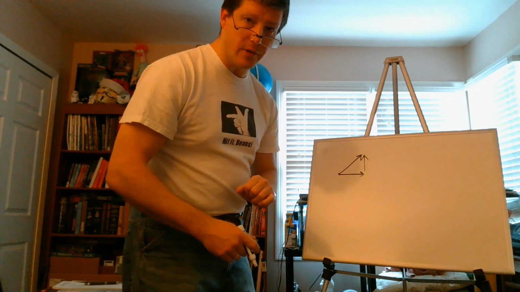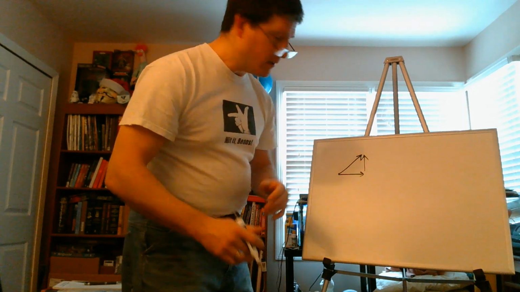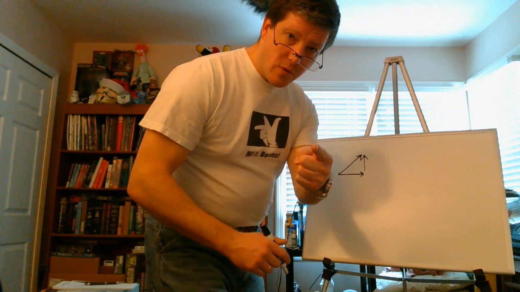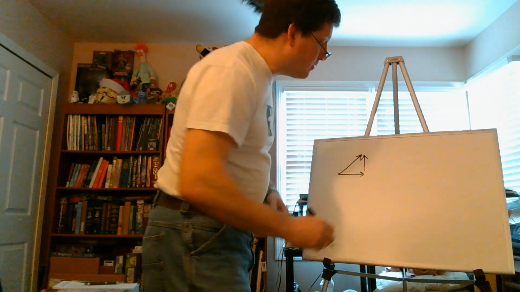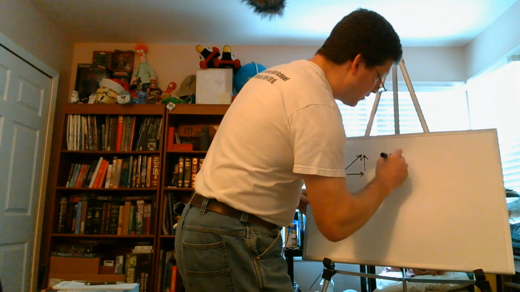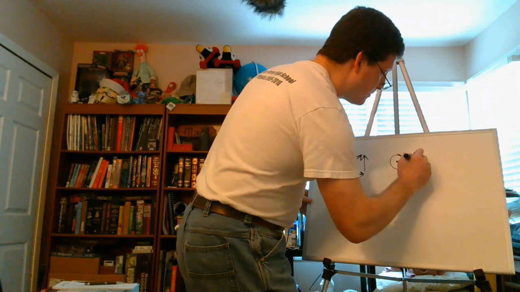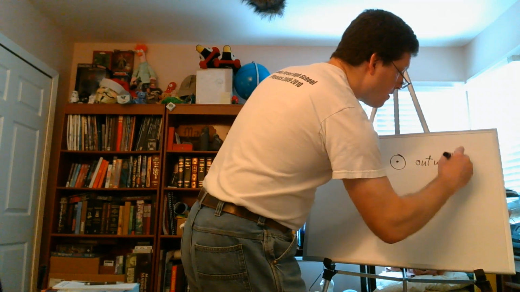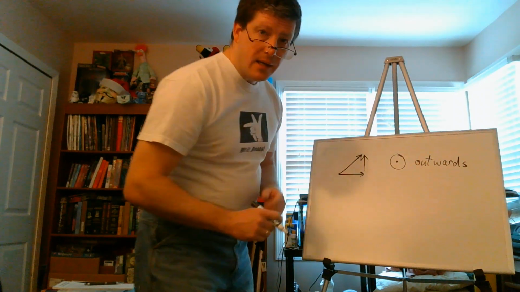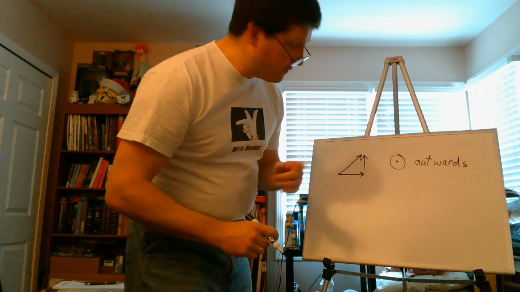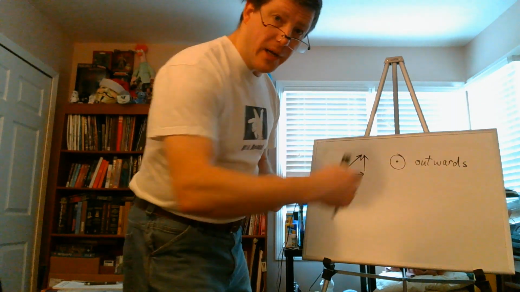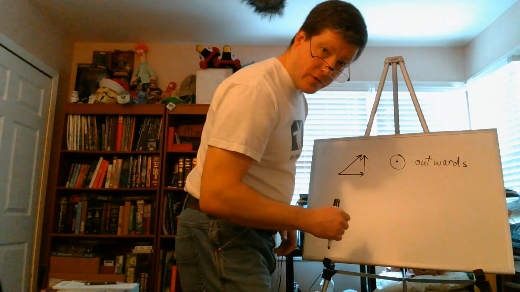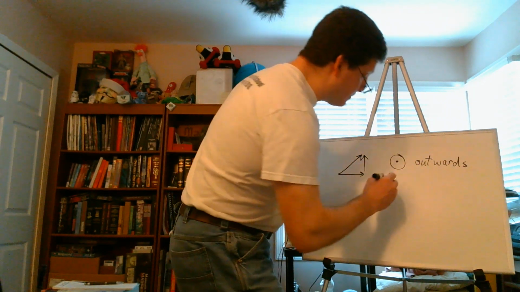Here's the terminology that we use to make that work. If there's a vector that's coming out of the board towards you, like this, we represent that as a circle with a dot. If instead of a vector coming out, you have a vector going into the board away from you, we represent that with a circle that has an X inside of it.